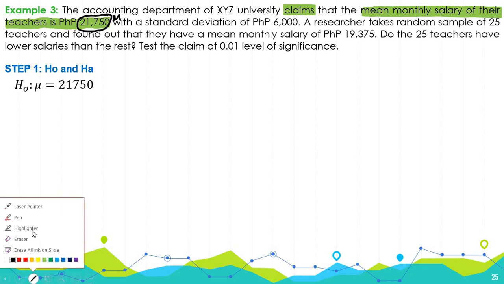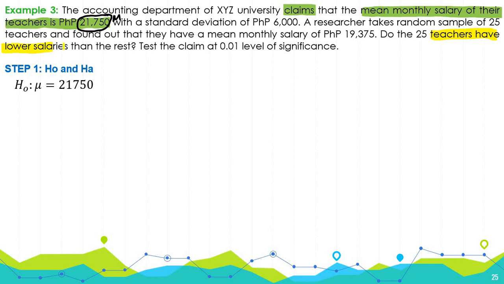How about the alternative hypothesis? Let's try to identify the goal of this research, and it can be found in the question. Basically, we need to know if the teachers have lower salaries than the rest. So we want to prove that the salaries must be lower than the assumed average. So for the alternative hypothesis, that will be mu less than 21,750. And we specify this again as one-tailed, or more specifically, left-tailed, because we use less than.